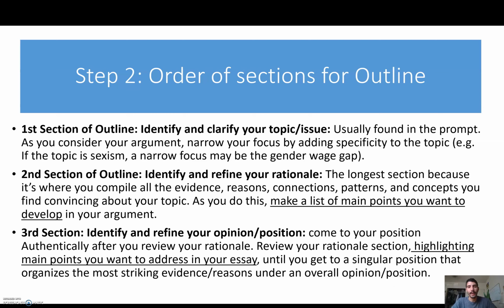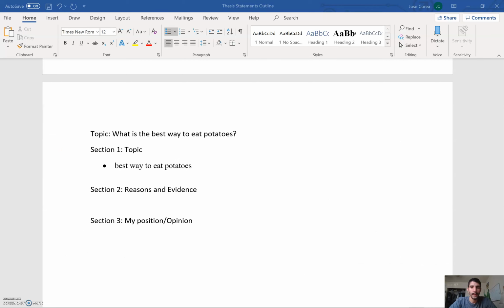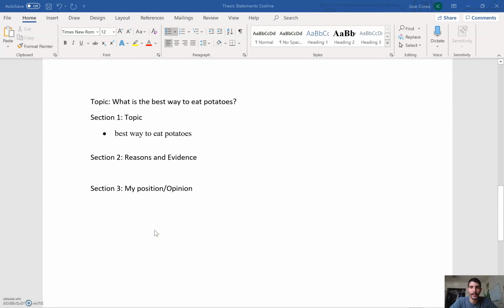And the third part comes after you've created an outline where you have identified your reasons and your evidence, and you've identified the topic. You can start looking at those things and forming a working opinion of what that topic looks like. So let's break that down in our example of the best way to eat potatoes. As you see here, I have my sections written out in a Microsoft Word document. So section 1 is topic, section 2 is reasons and evidence, and section 3 is my position and opinion.